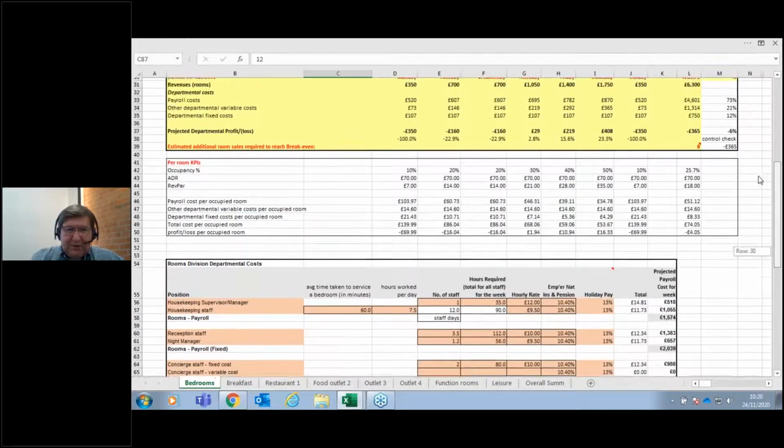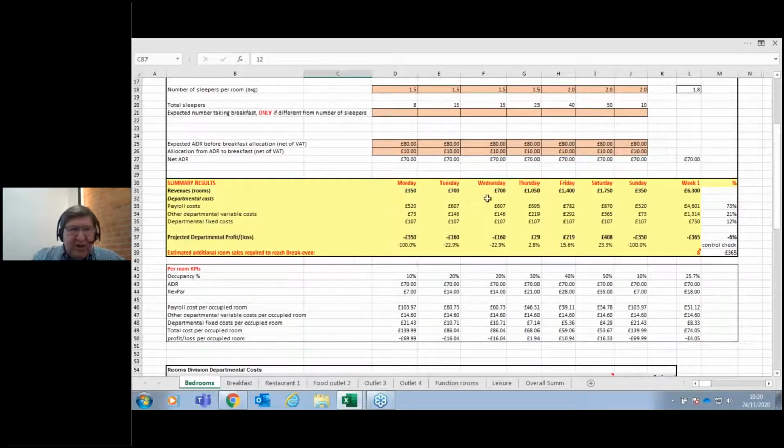What it then does is it takes all of that information and pulls it into a little summary for every day. And so it shows you your rooms revenue here, net of breakfasts, of course, for each day of the week. It then shows you your payroll costs. So it does an automatic calculation based on number of bedrooms sold. It then looks at the other costs that you've entered down below, and it allocates that again on the basis of bedroom bookings. It then has departmental fixed costs in there, which, for example, is your television, or rather your Sky service if you're providing that, because whether the room's occupied or not, that's going to be there. So it adds that in, and then it tells you whether or not you're making a profit for that week.